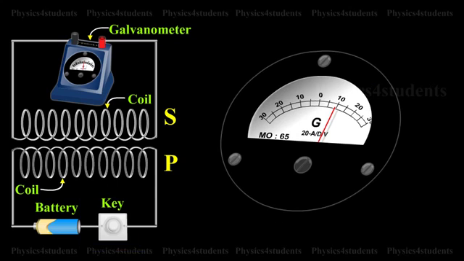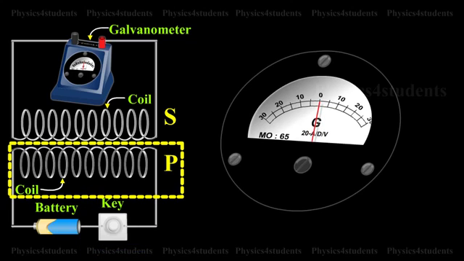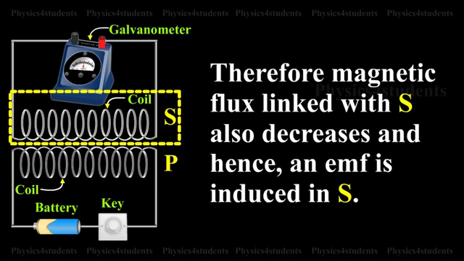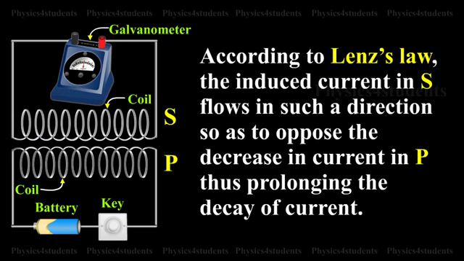When the key K is released, current starts decreasing from maximum to 0 value. Consequently, magnetic flux linked with P decreases. Therefore, magnetic flux linked with S also decreases, and hence an EMF is induced in S. According to Lenz's law, the induced current in S flows in such a direction so as to oppose the decrease in current in P, thus prolonging the decay of current.